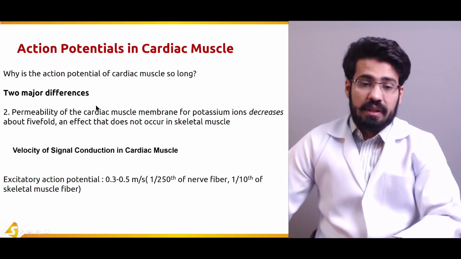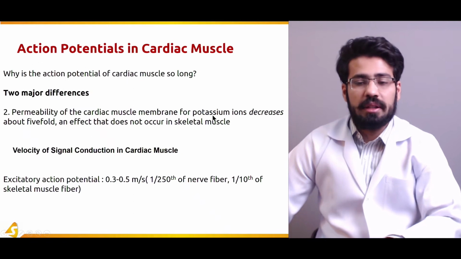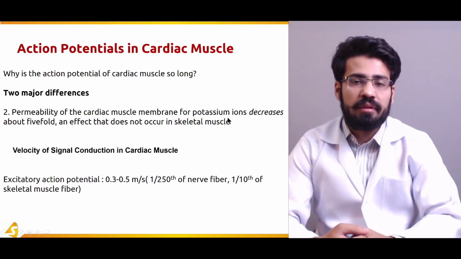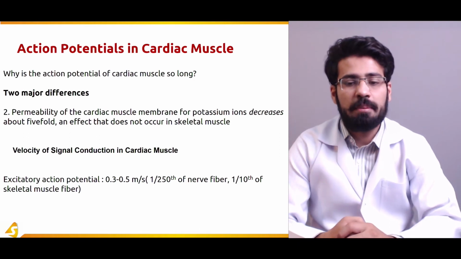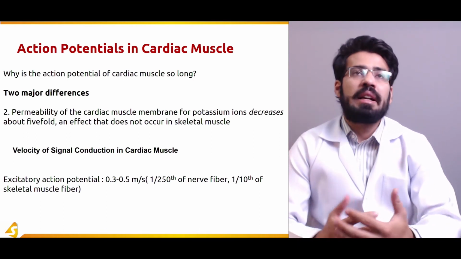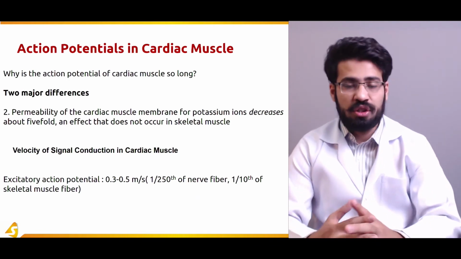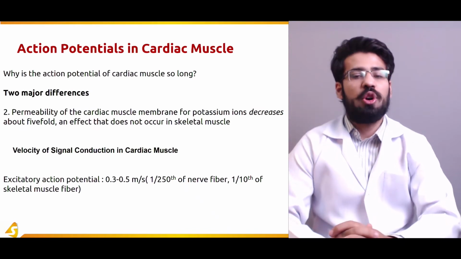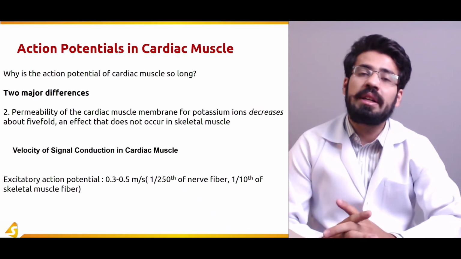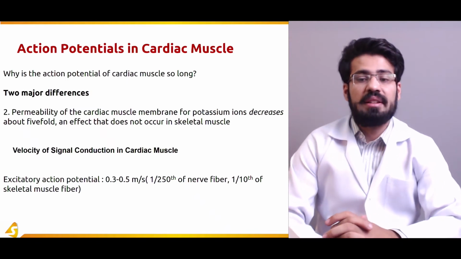The second difference is in the permeability of the cardiac muscle for the potassium ions. The permeability of the cardiac muscle for potassium ions decreases about fivefold. What I mean is that if five potassium ions are moving in skeletal muscle, only one will move in the cardiac muscle fiber, so it decreases fivefold, an effect that does not occur in the skeletal muscles.